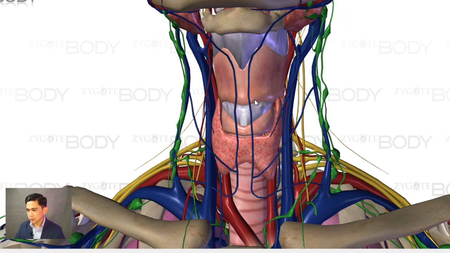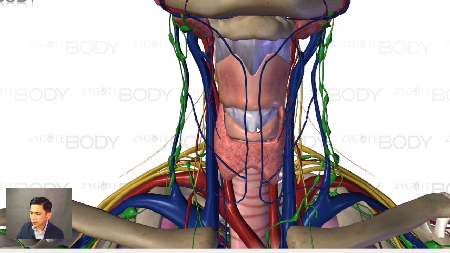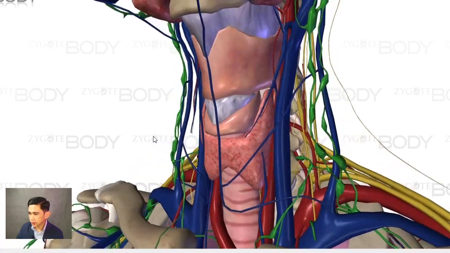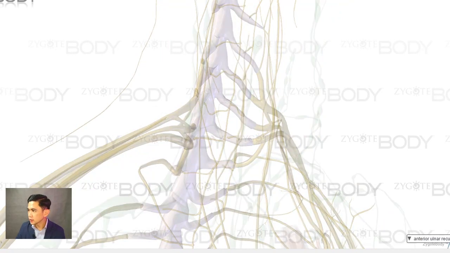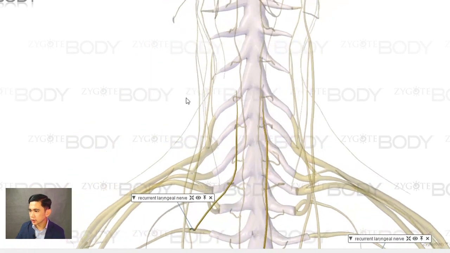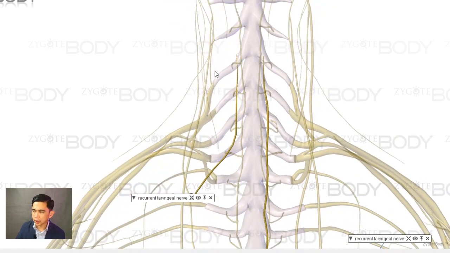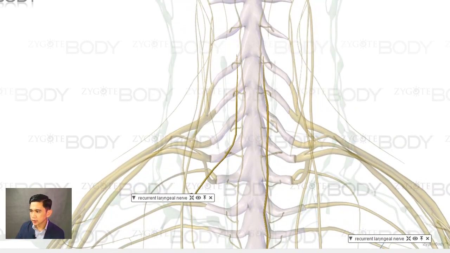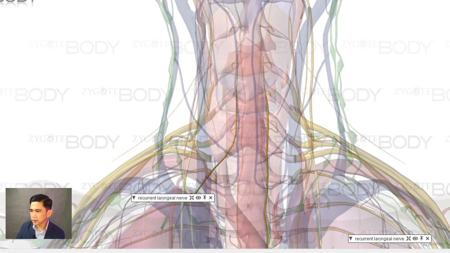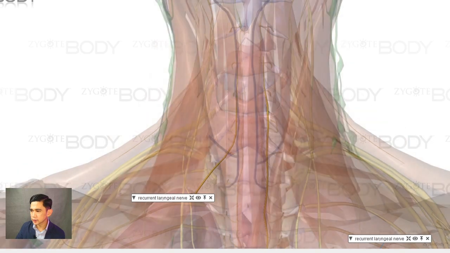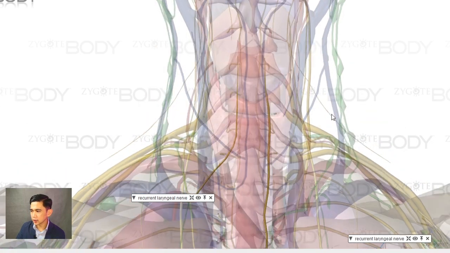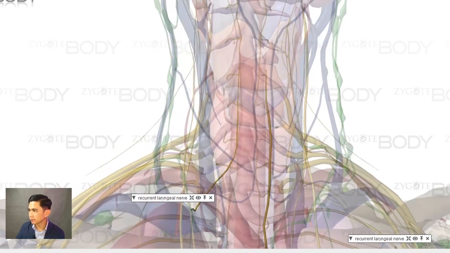Now notice, where are the nerves that we have to find? We need to find the recurrent laryngeal nerves. These are the nerves that are found at the back of the thyroid. So if you have to trace that, it's just beneath, behind the thyroid gland. You have to trace that.